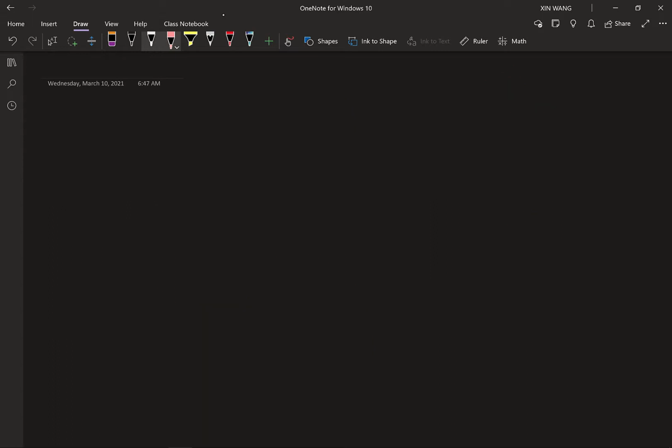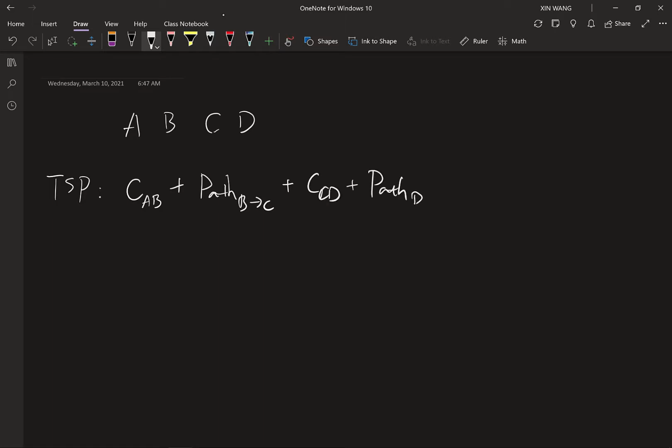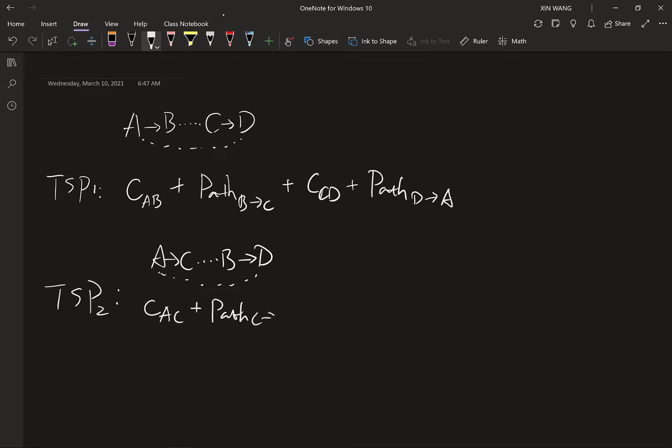To really implement this algorithm, we can just find any 4 points from a subset, let's say A, B, C, D. The total TSP tour previously is the distance from A to B, plus the distance of path B to C, plus the distance from C to D, plus the path from D to A. After we do the swapping, the new structure will be A to C, C to B, B to D, D to A. So the total distance will be A to C plus the path from C to B plus the edge B to D plus the path D to A.